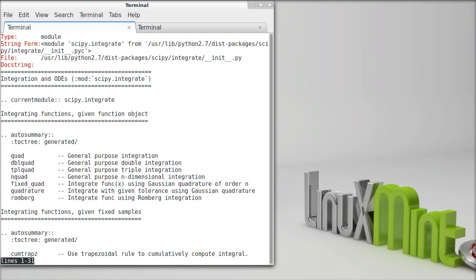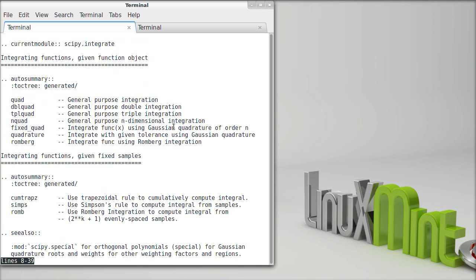We can look at the documentation for the module itself. Notice it tells us it does integration and solves ordinary differential equations. That's something we'll talk about in the near future. For integration, it has sets of routines split in the two ways also mentioned in class. If we have a function that we've written down and can define, we can integrate that using various routines. Or if we've collected a table of values, that is fixed samples, there's a set of routines that can work on those too without knowing the actual underlying continuous function.